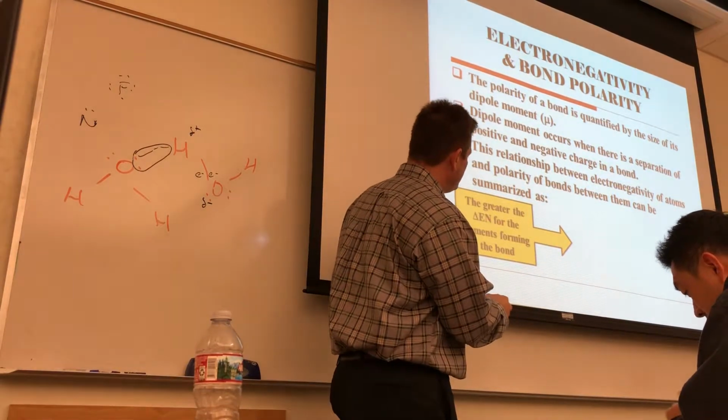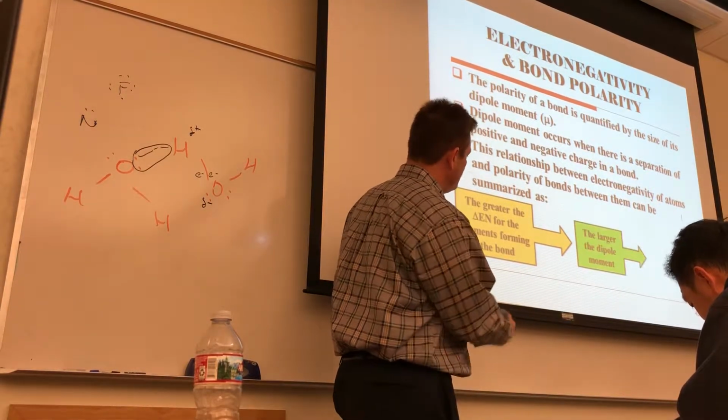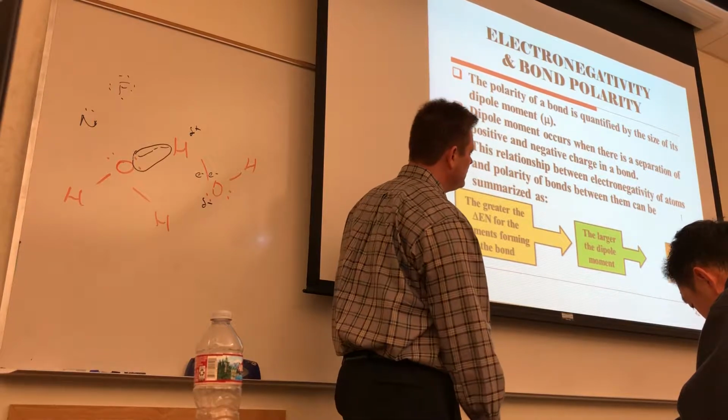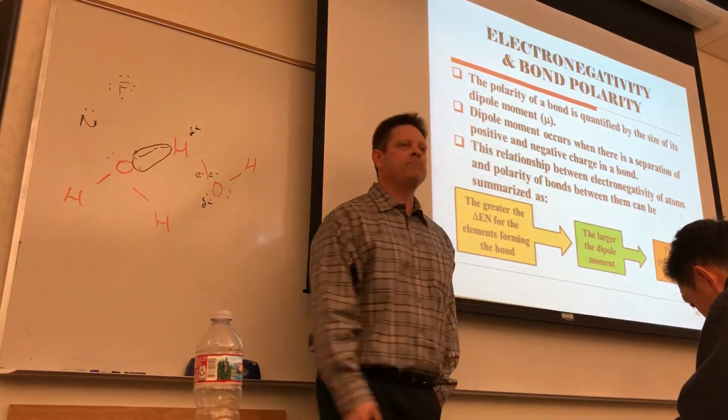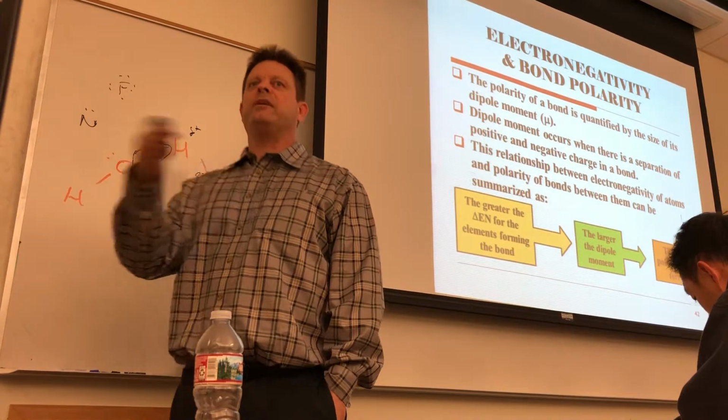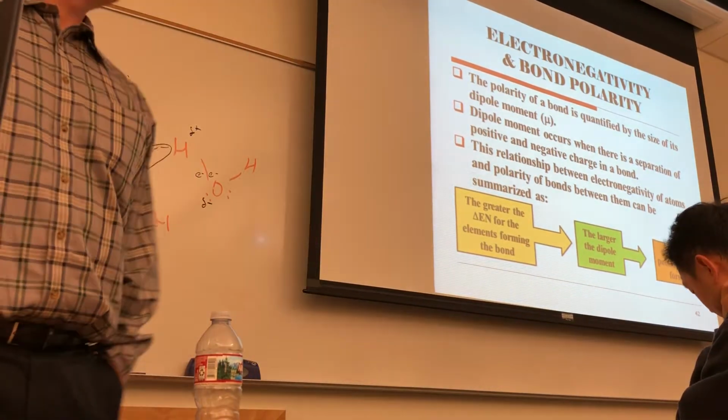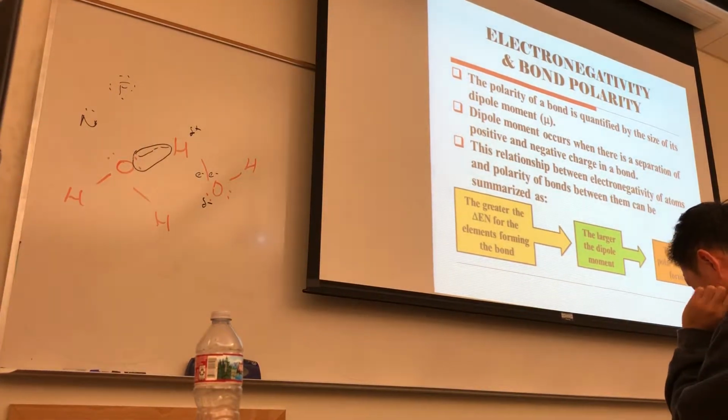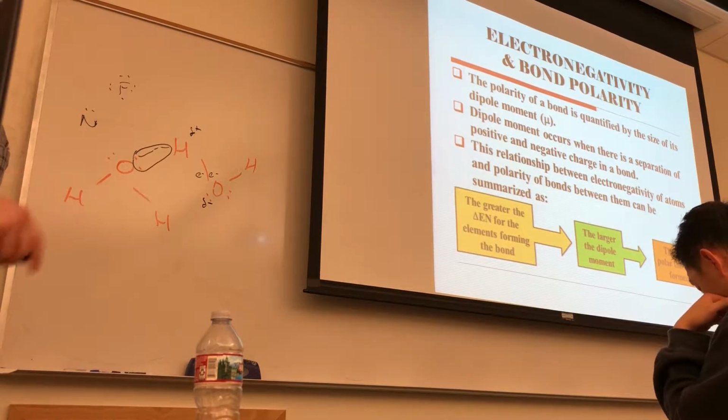So the greater the change in electronegativity for the bond, the larger the dipole moment, the more polar the bond. Those things always stay in sequence, you can't go out of that sequence. You go backwards from this, you could say the lower the change in electronegativity, the smaller the dipole moment, the less polar or the more non-polar the bond.